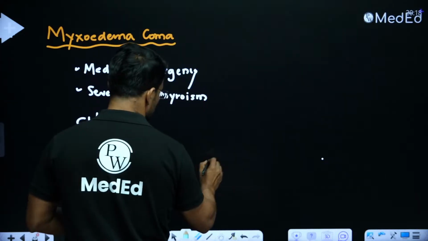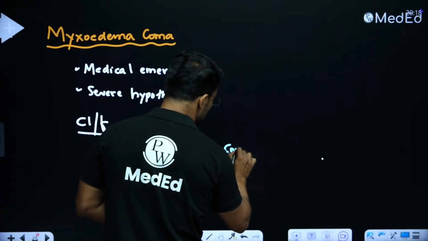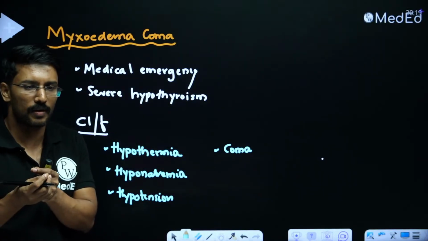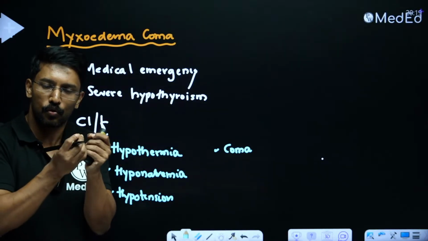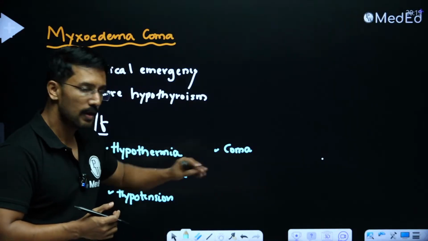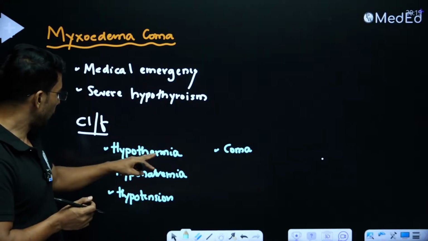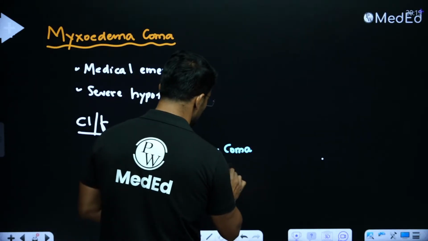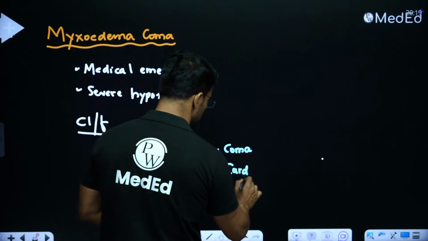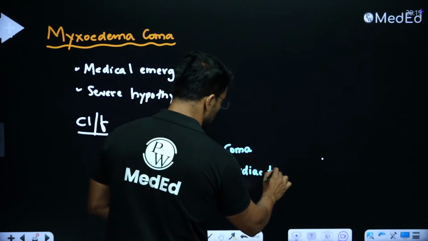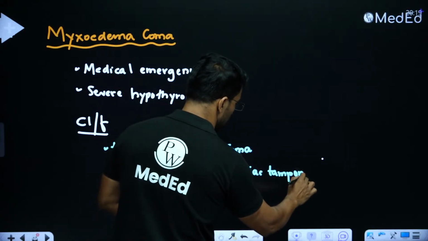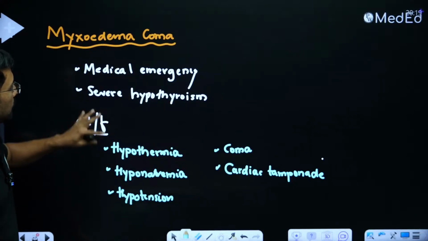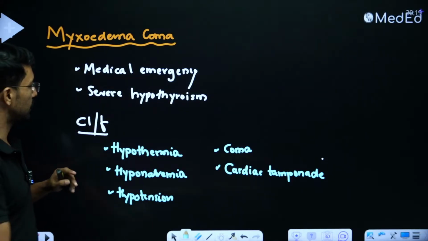Then the fourth manifestation we can get is that neurons also will not be able to work properly because of very low basal metabolic rate, very low availability of glucose, oxygen and ATP to the tissues. So we end up with coma. So hypothermia, hyponatremia, hypotension, coma, and we may as well get cardiac tamponade. Need not always be. So these manifestations can happen in a patient where there is severe hypothyroidism.